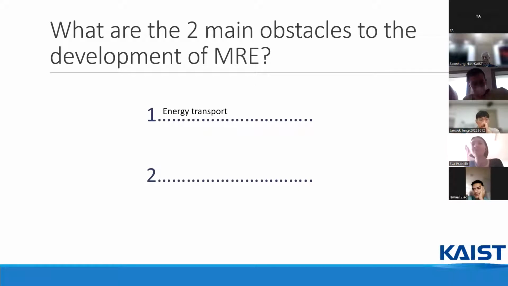And then for the second one, the storage. The storage is costly. Yeah, the energy from the ocean, the production is not continuous, so you have to store this energy. So this is the second main obstacle, to store this energy.